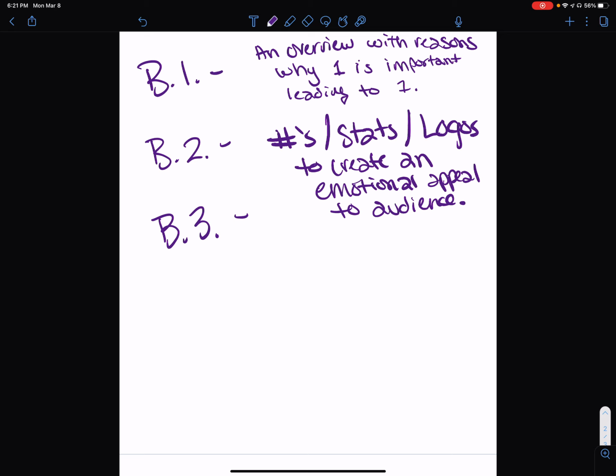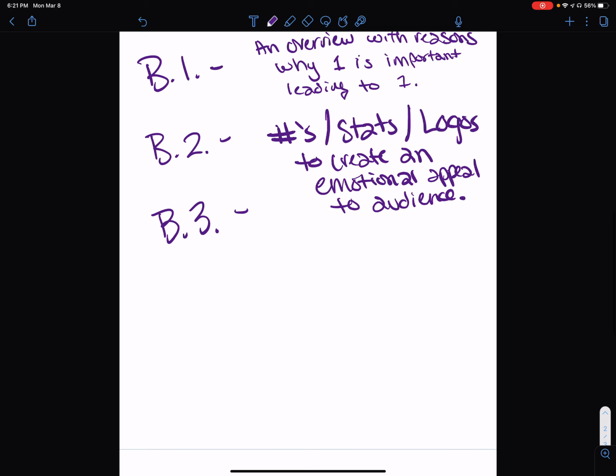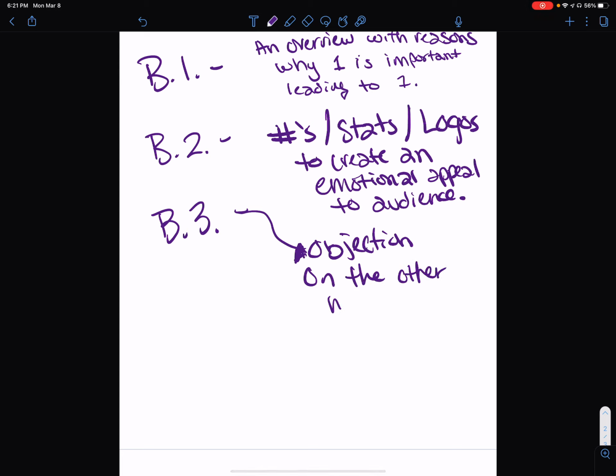And then body paragraph three, this should be your objection. You can start it by saying, on the other hand, comma, and then whatever the objection will be.